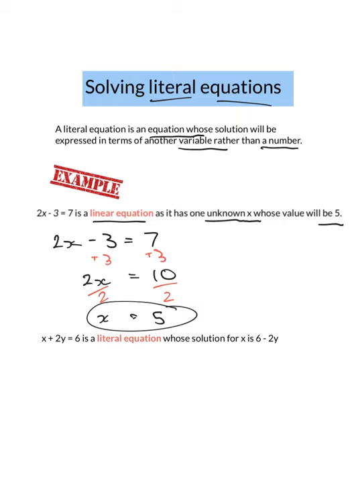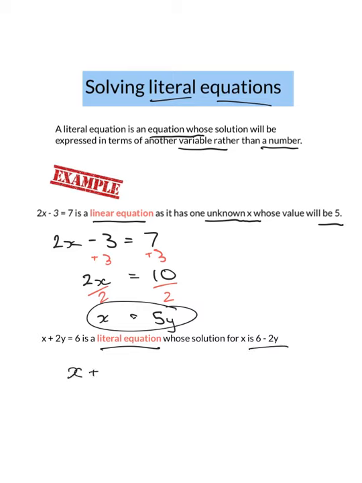So this is a linear equation rather than a literal equation because x is equal to a value, not a variable. If it was x equals 5y, that is when we get a literal equation. Let's have a look at the next example. x plus 2y equals 6 is a literal equation, whose solution for x is x equals 6 minus 2y. Let's have a look.